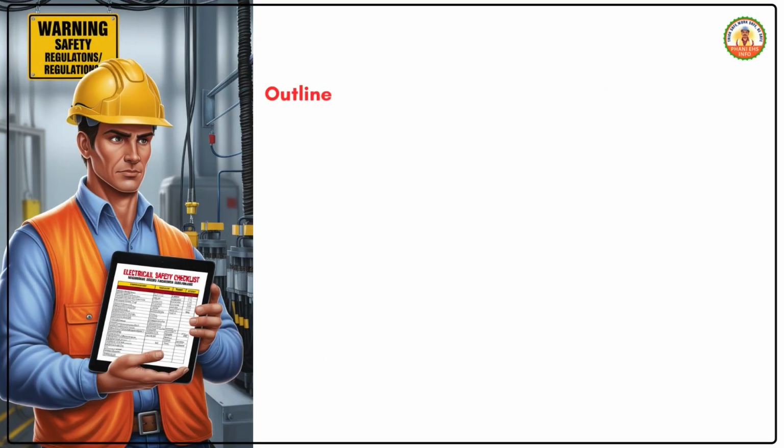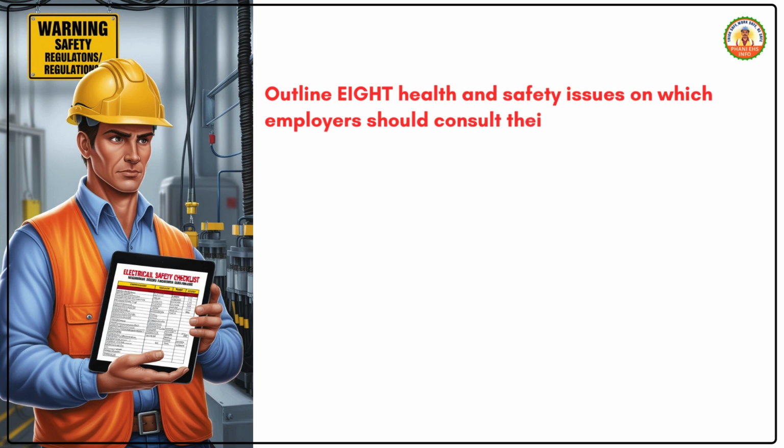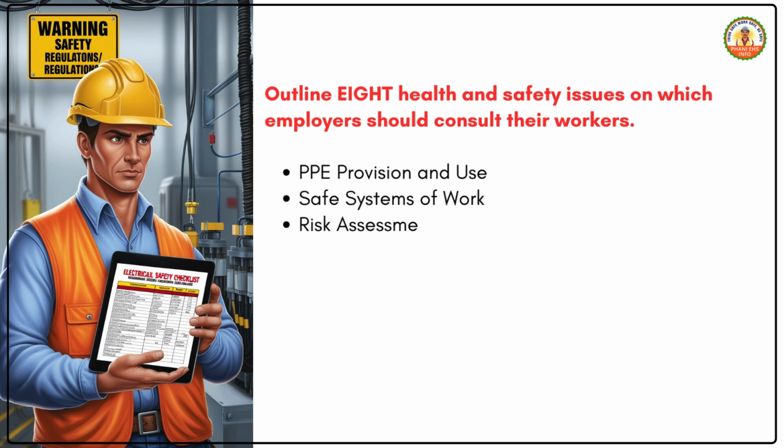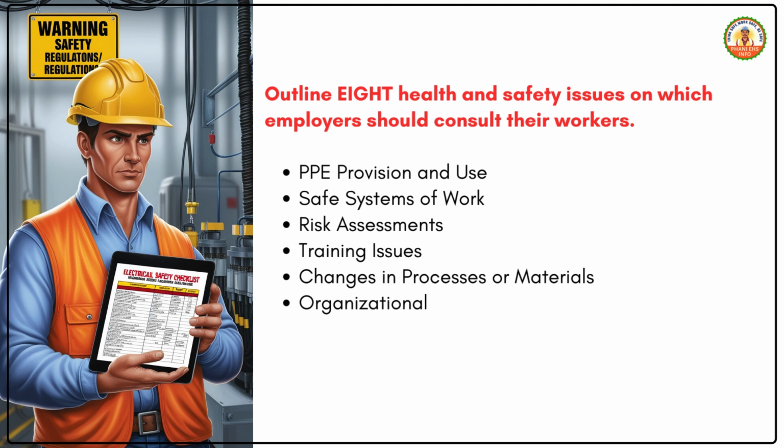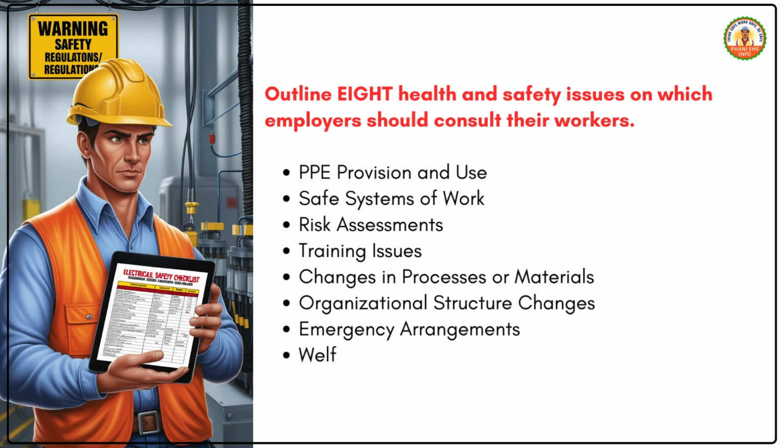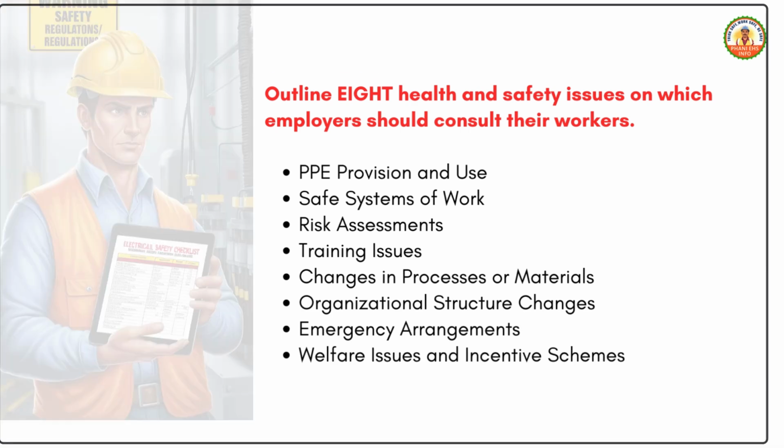Outline 8 health and safety issues on which employers should consult their workers. PPE provision and use. Safe systems of work. Risk assessments. Training issues. Changes in processes or materials. Organizational structure changes. Emergency arrangements. Welfare issues and incentive schemes.